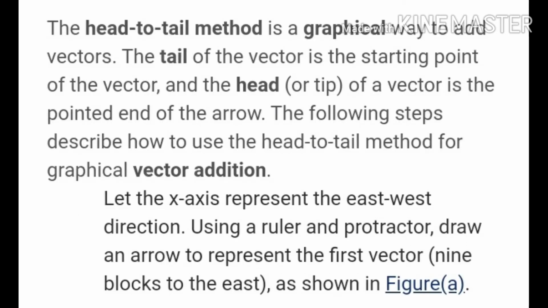So the head to tail method is a graphical way to add vectors. The tail of a vector is the starting point of the vector, and the head or tip of a vector is the pointed end of the arrow. The following steps describe how to use the head to tail method for graphical vector addition.